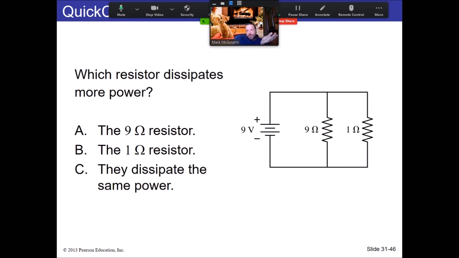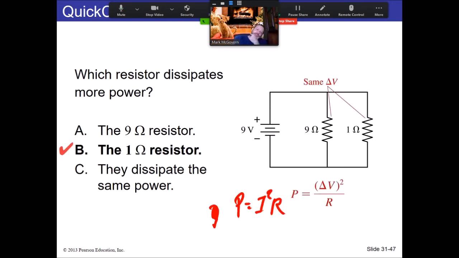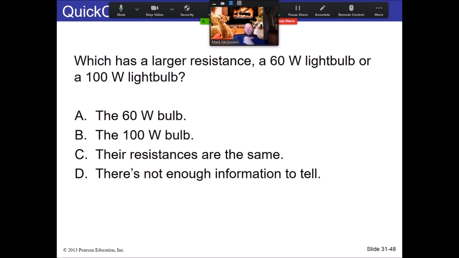Now, are you going to remember it in 2 days? No. And there is the pitfall of learning: retention. All right. Which has a larger resistance? A 60-watt light bulb or a 100-watt light bulb?